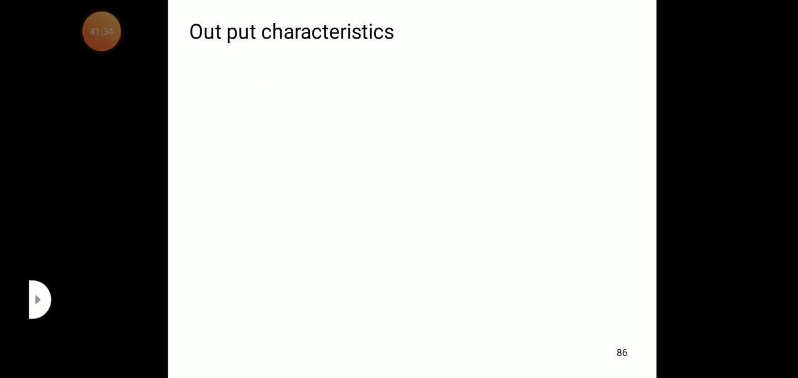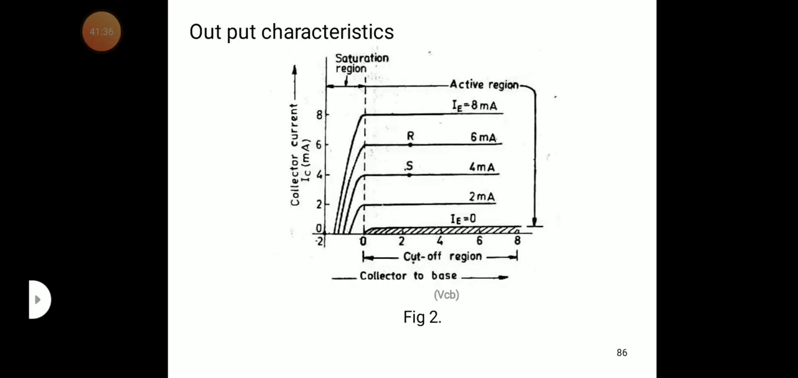You can see the output characteristics figure, how it is. In the output characteristics we need to differentiate and know the regions: active region, cutoff region, and saturation region. Here, this side is VCB and the y-axis is IC when IE is constant. First IE is 0, then 2 milliamps, then 4 milliamps, 6 milliamps, 8 milliamps. Like that we make the different values.